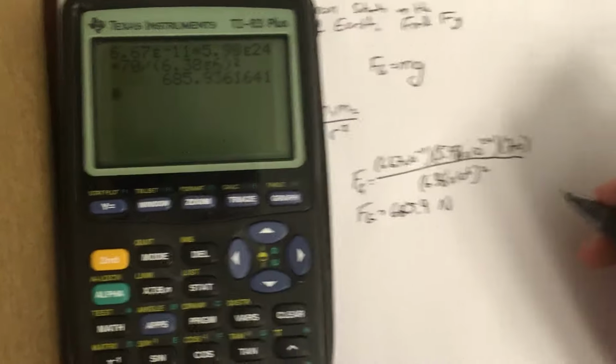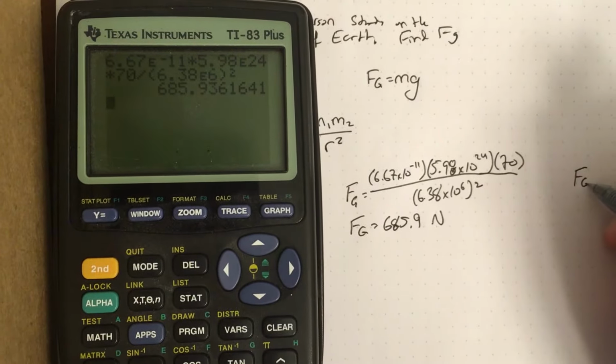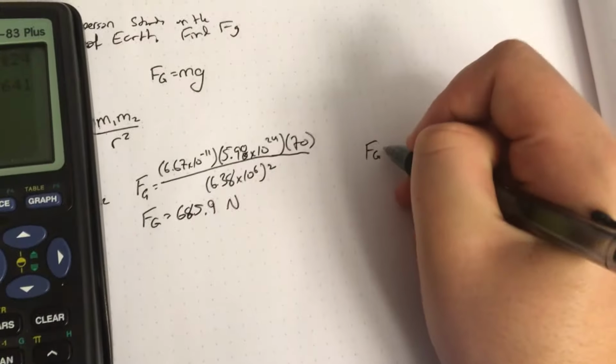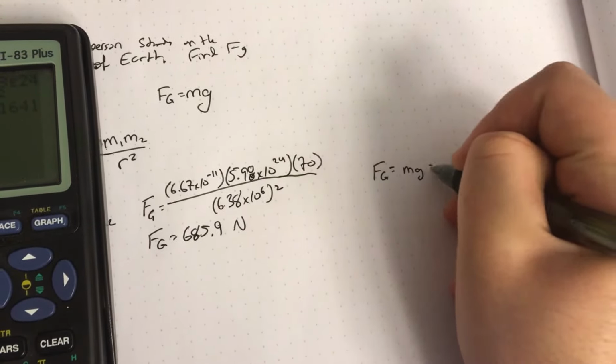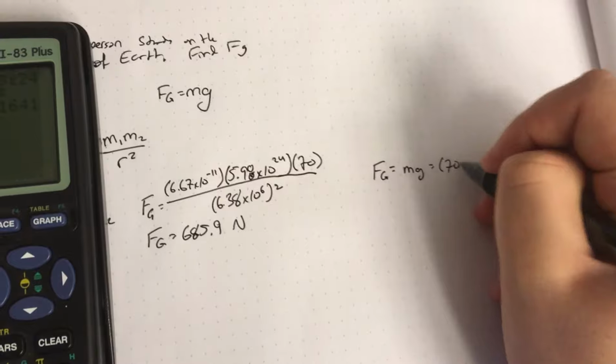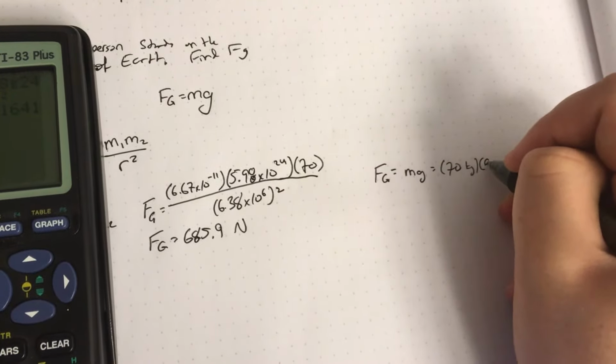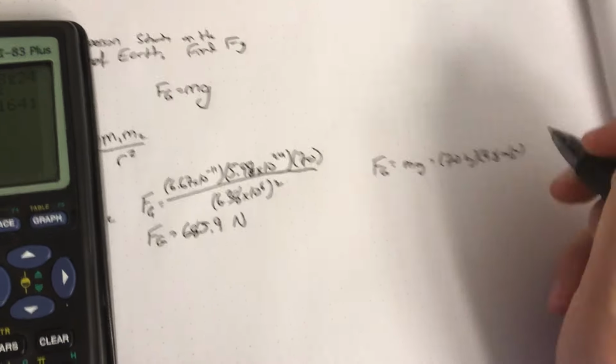Now, just to double check, let's see if we did it the easy way, would we have gotten the same answer? So if I come over here, Fg equals mg, and I say 70 kilograms times 9.8 meters per second squared.